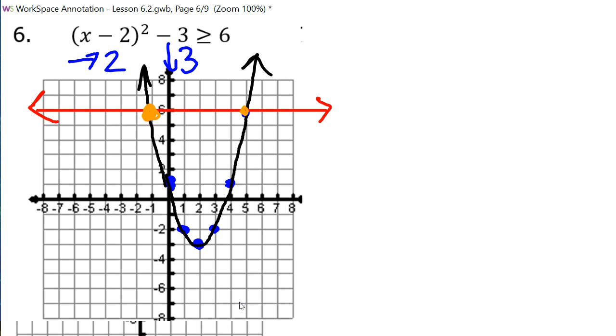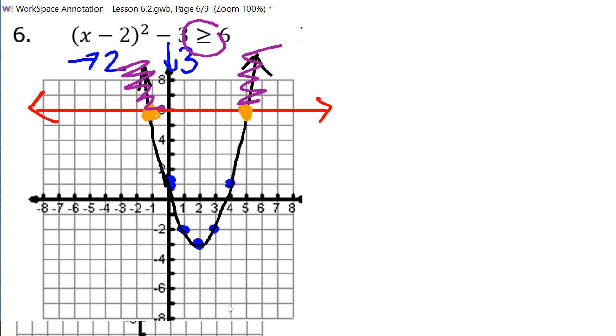Now we have to figure out what part we shade. If it's a greater than or equal to, do we shade above or below? Above. So if I shade above, I need to shade this, and I need to shade that. When you shade, you look at your symbol. If it's a greater than, you shade above. If it's a less than, you shade below. So you shade all of the parabolas above that red line, everything above the horizontal line.